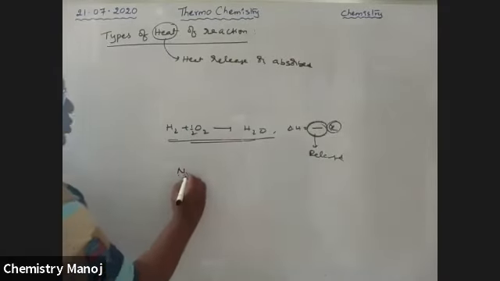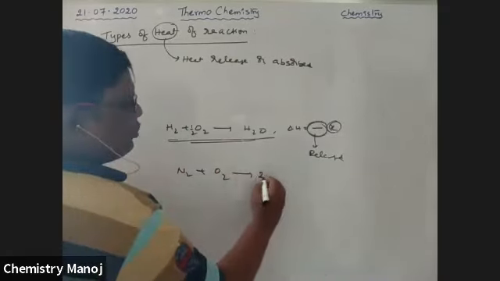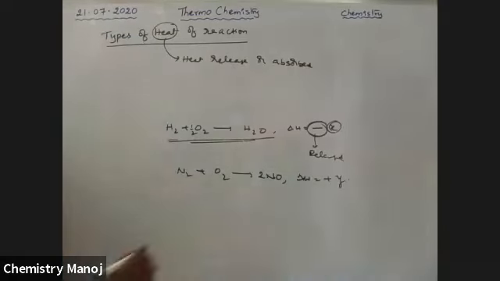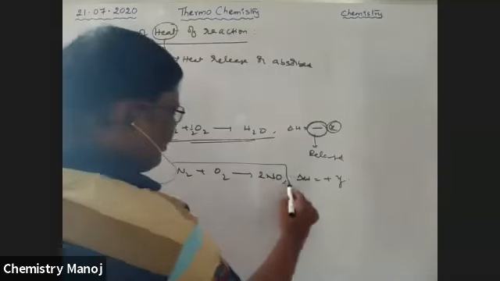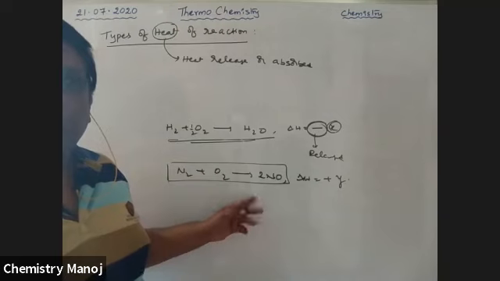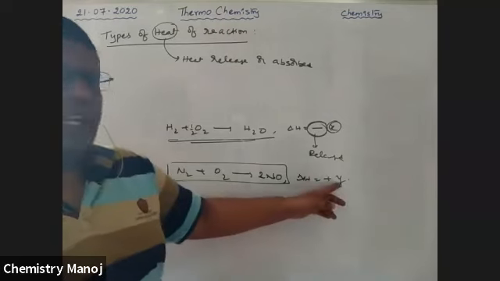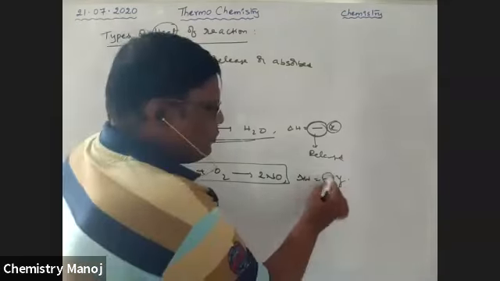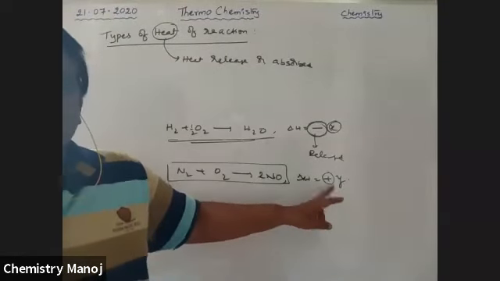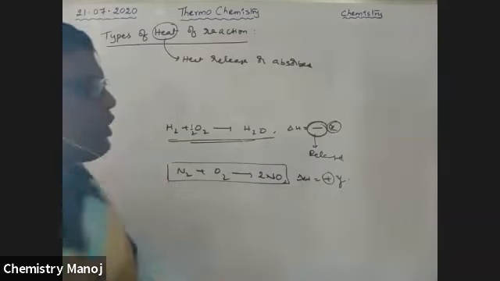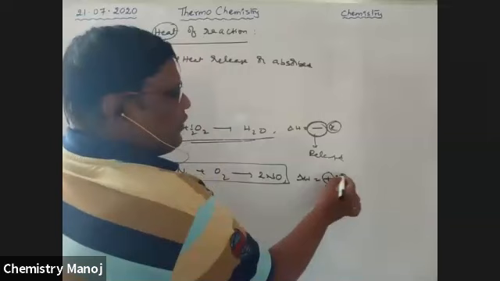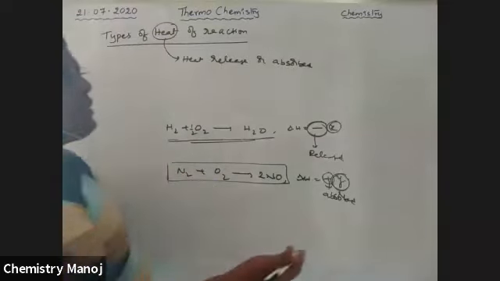Let us take one more example. N2 plus O2 gives 2NO. Here delta H is equal to plus Y. Is this a reaction or not? Yes, it is a reaction. During this reaction, this much energy is absorbed because it is plus. Delta H plus means it is absorbed energy. That means Y joules or Y kilojoules of energy.